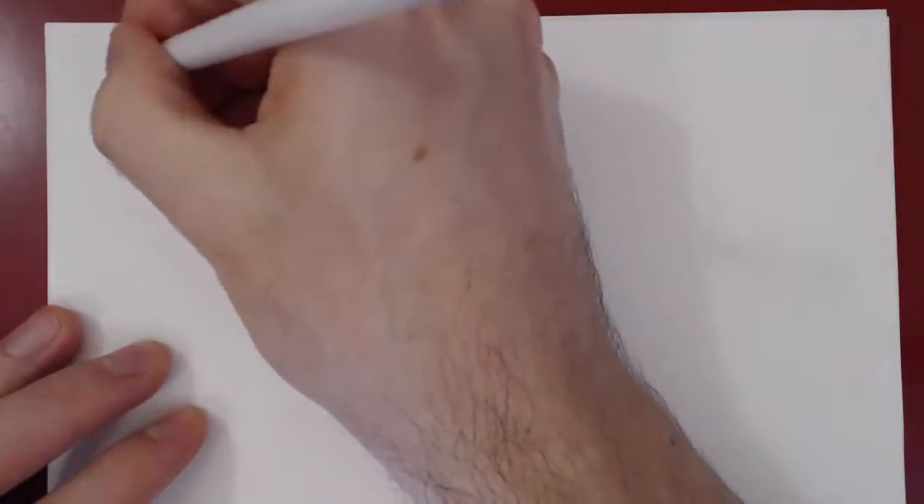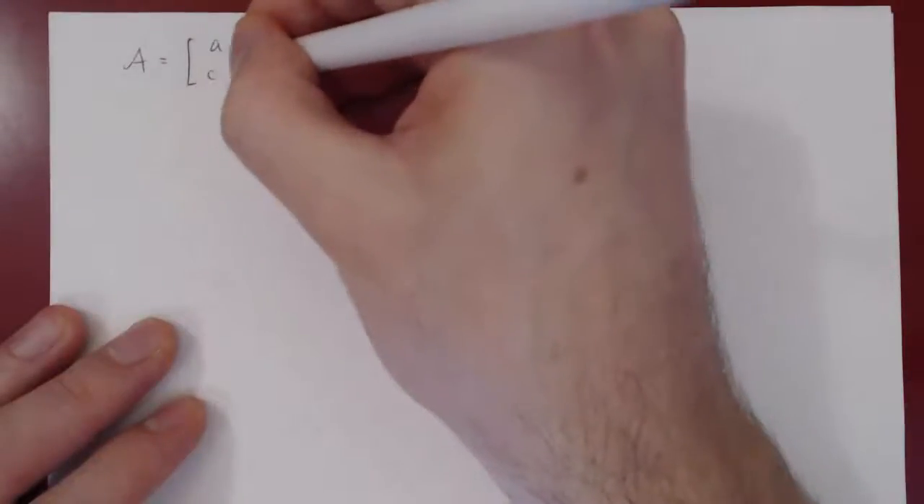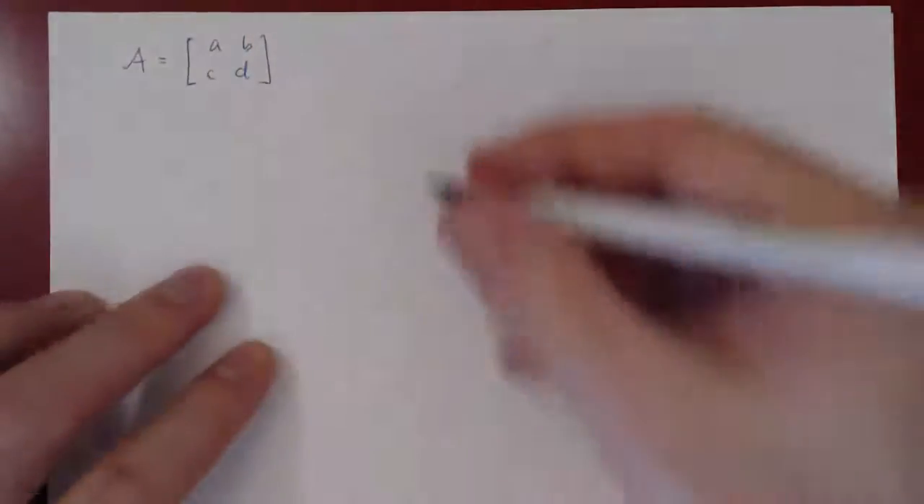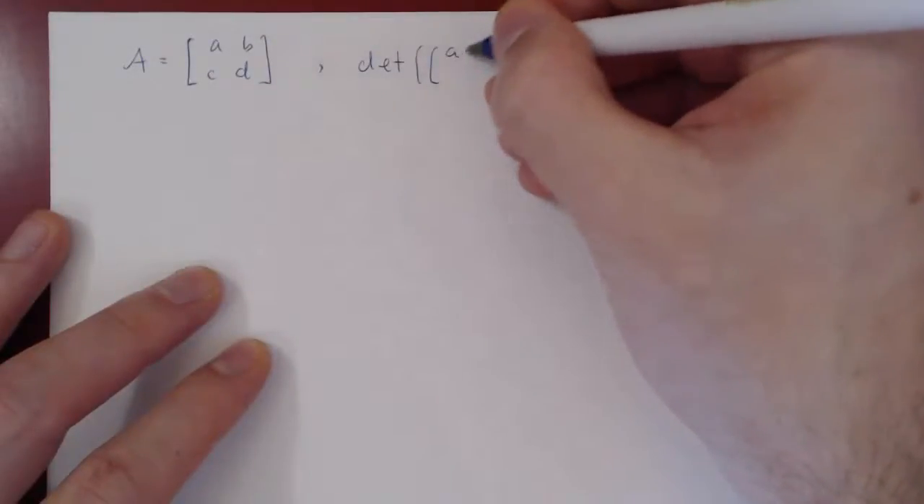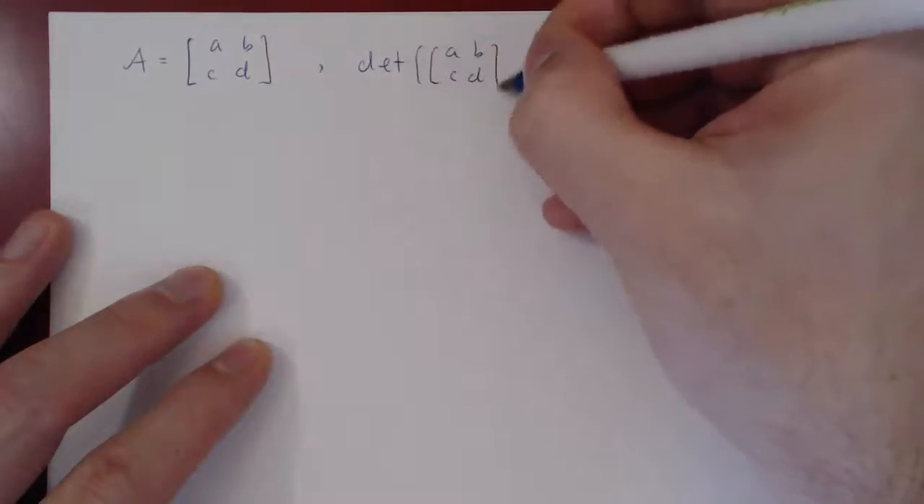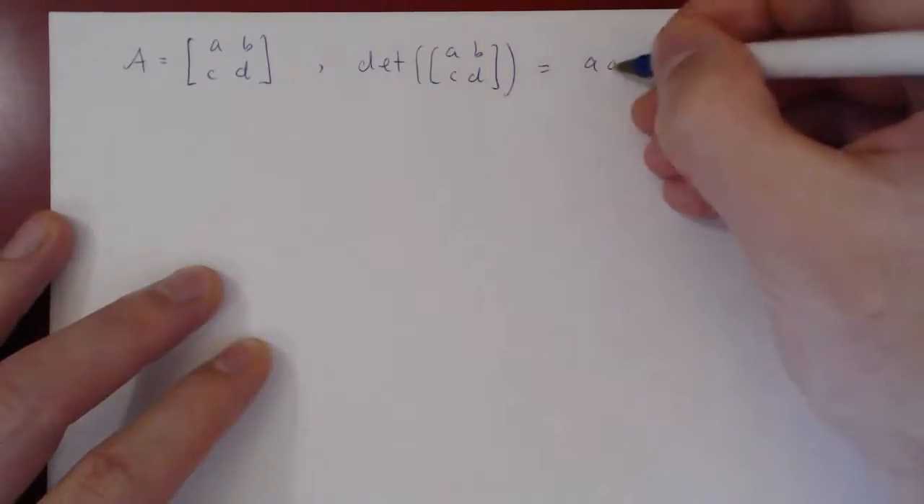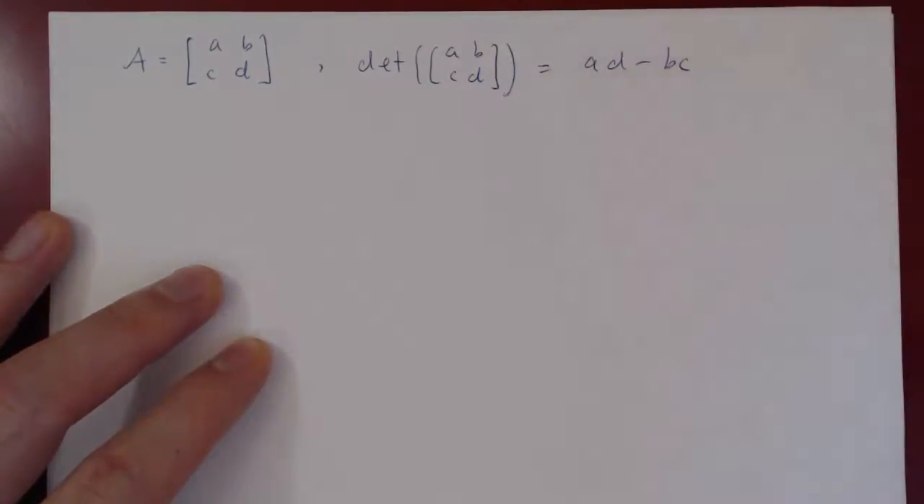We gave an example with a unit square, and the image was a parallelogram. The beauty of this is it works for any other type of region. So suppose that I have A being a 2 by 2 matrix ABCD. And again, we have just derived that the determinant of this matrix, ABCD, is given by AD minus BC.